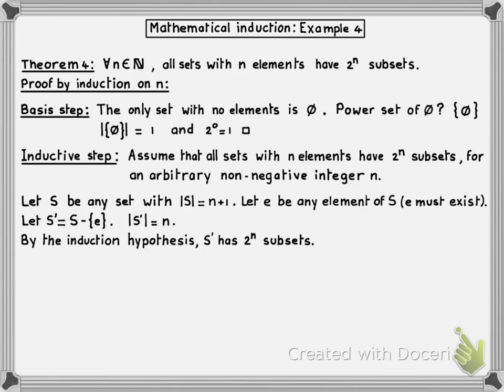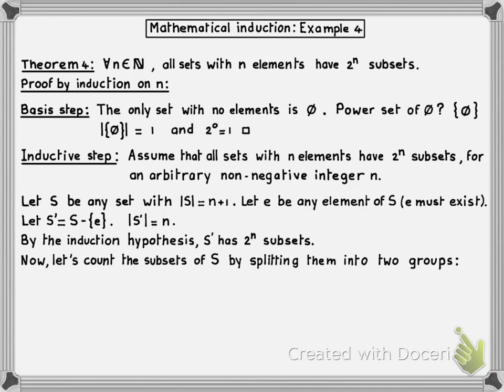And now we can use that fact to count the number of subsets of the set S, which is the one we're interested in. And the way we're going to do that is we're going to split all of the subsets of S into 2 groups defined as follows. Now remember that S is a set with n plus 1 elements, one of which is E. So if you look at all the subsets of S, some of them are going to contain E, and some of them are not going to contain E. And these are the 2 groups of subsets we're going to look at.